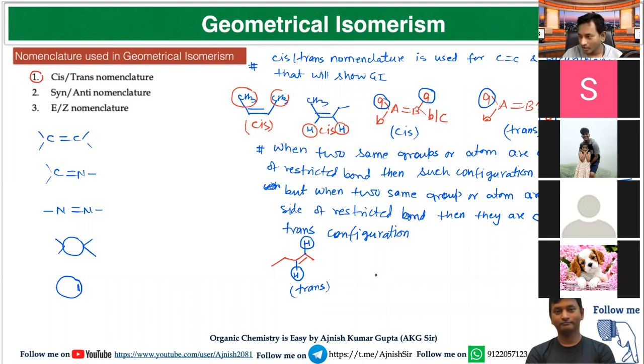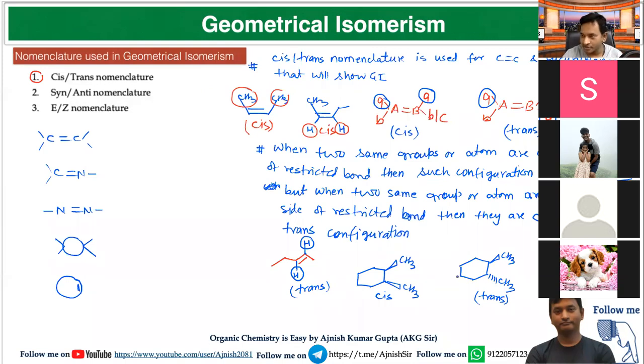Yes, sir. Now think for this also. Cis-trans nomenclature can be used for cyclic systems also. If I take 1,2-dimethylcyclohexane, both the methyl groups are above the plane. But think for this molecule: here one methyl group is above the plane and one is below the plane. Will you say cis or trans? Cis, because both methyls are on the same side. But what about this? Trans, because both methyl groups are on the opposite side.